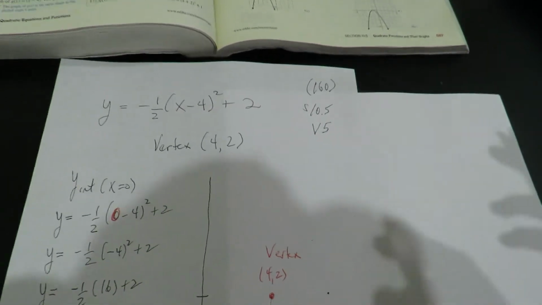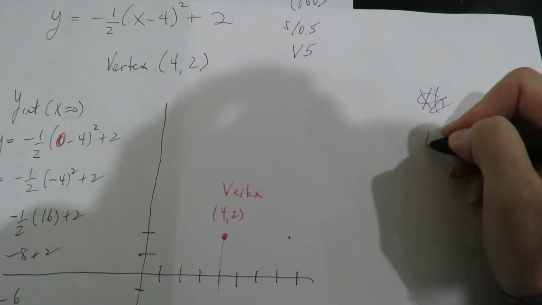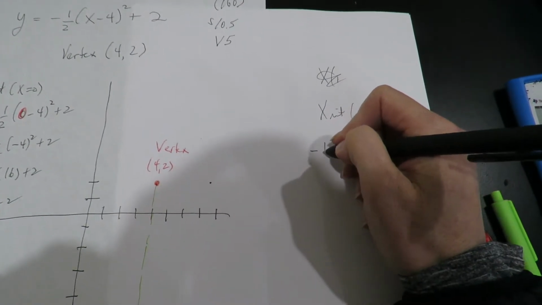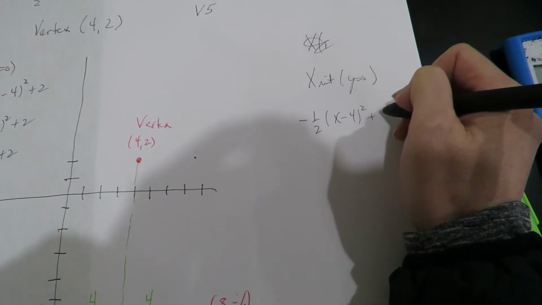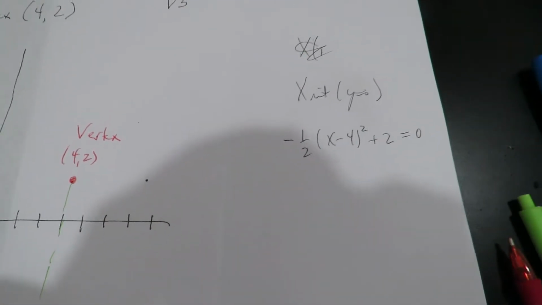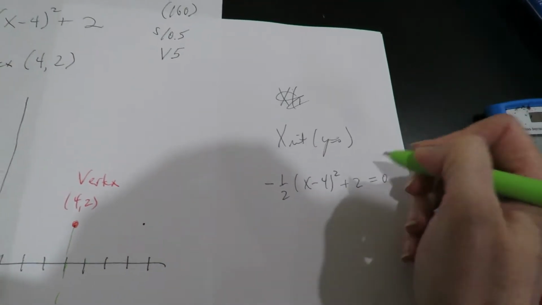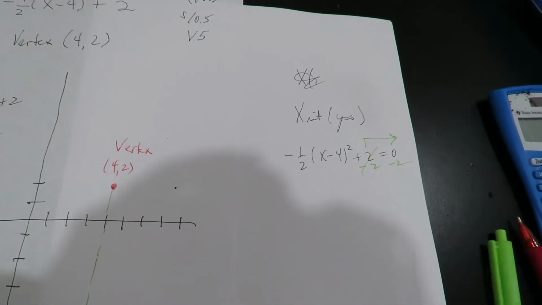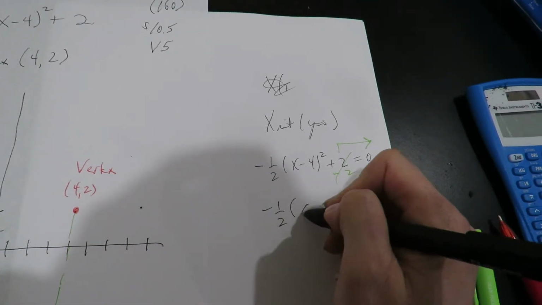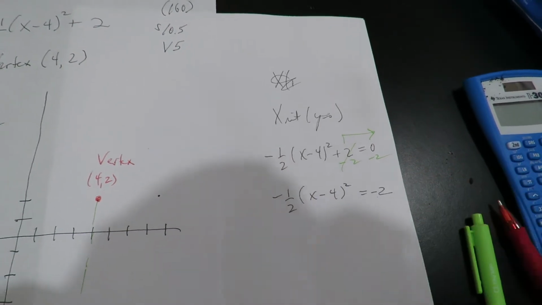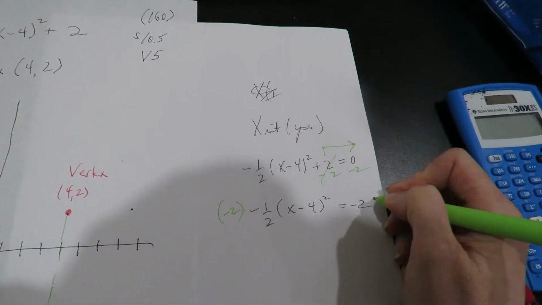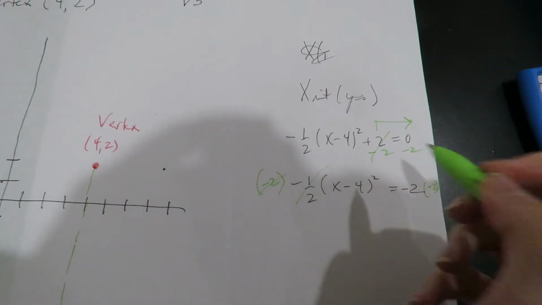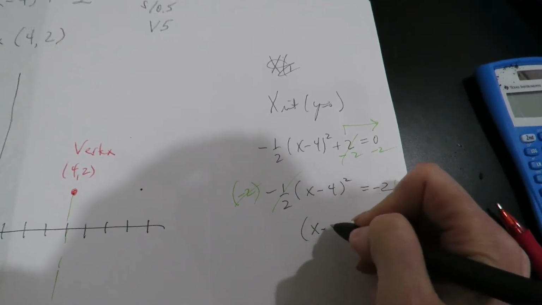Okay, let me now do the x-intercepts. And we'll let y equal 0 to do that. So this is going to be the square root method. So remember, to do the square root method, you want to isolate the squared term. We want to get rid of the fraction in the front. So negative 2 times negative 1/2 equals 1, which makes them go away. It equals a positive 1.